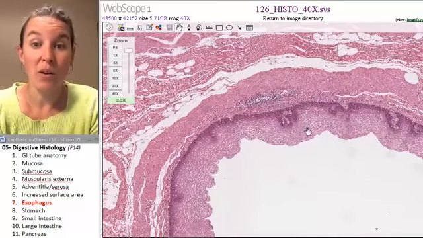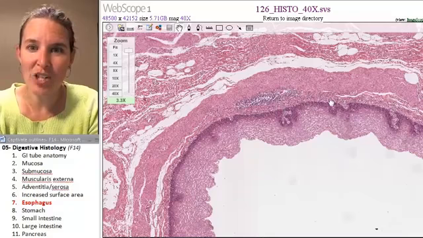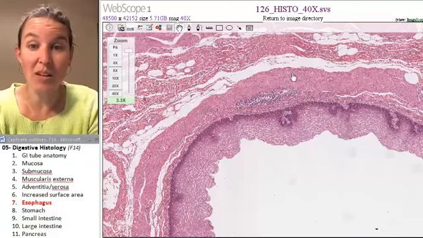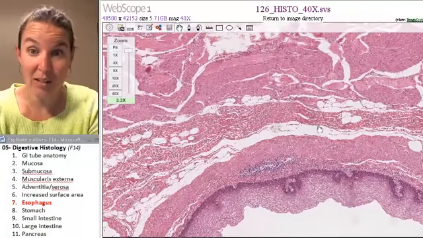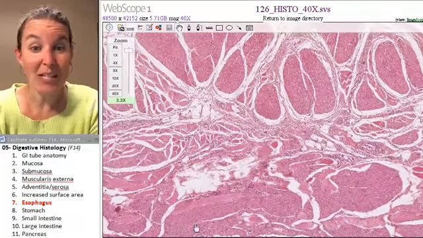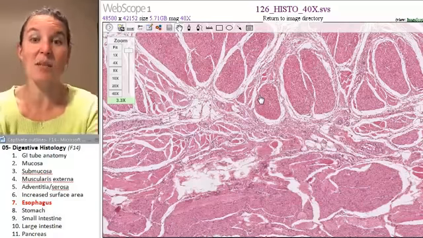So epithelial tissue, lamina propria just deep to that. Muscularis mucosae in this case is pretty thick. And then we move into submucosa. And then what do we expect next? We expect muscle tissue, and this is muscularis externa. These big blobs of muscle, that's your muscle tissue right here.